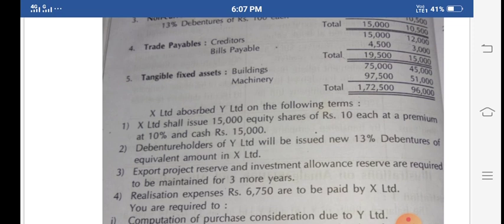Next, debenture holders of Y Limited will be issued new 13% debentures of equivalent amount in X Limited. So while calculating the purchase consideration, the debentures do not matter; I already told this in the last lectures. Next, note number 3: the export project reserve and investment allowance reserve are required to be maintained for 3 more years.